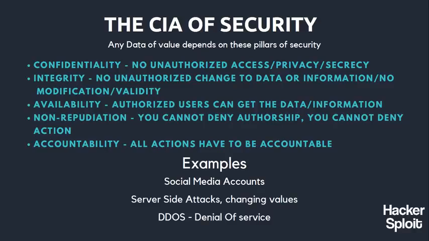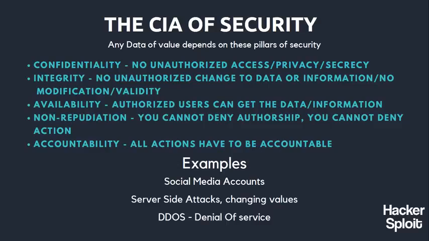These come really into place when dealing with systems and networks. Non-repudiation means that you cannot deny authorship or an action. I'll explain how these come into play as we look at the examples. When it comes to accountability, that's very simple. All actions have to be accountable. Now, the CIA are very important, as I said, on both spectrums. Whether you're on the offensive, attacking a network, or defending a network, they all come into play. Let's look at some examples.